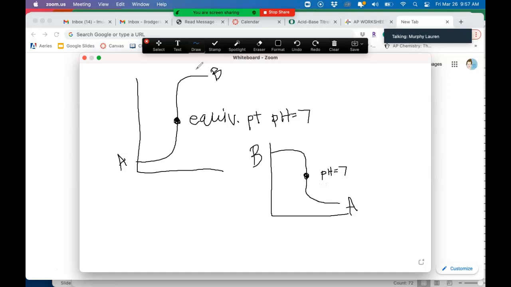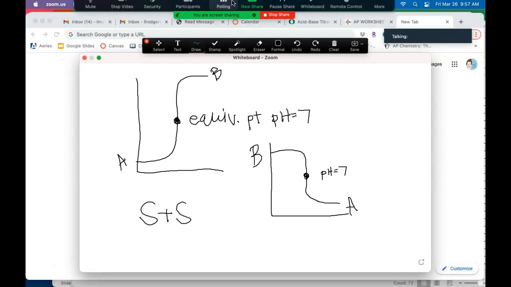You start off super acidic, end up super basic, or you start off super basic and end up super acidic. Again, when this is a strong with a strong. Strong acid, strong base. Strong base, strong acid. Any generic questions about this before we move on? All right.